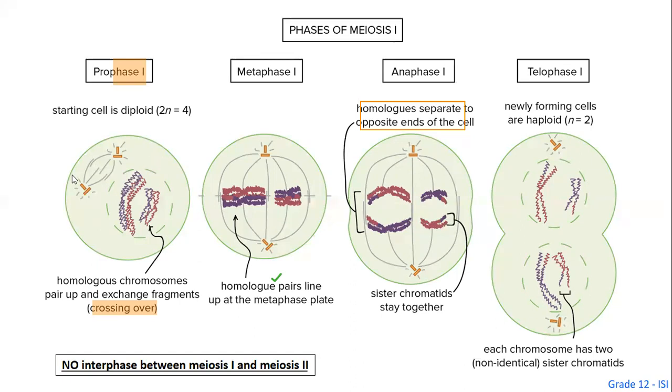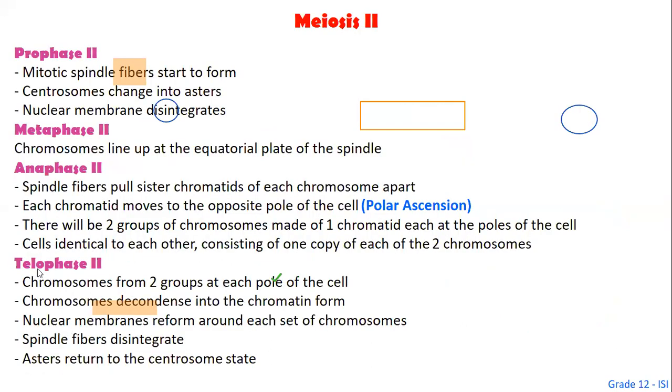We started with a diploid cell with 2N chromosomes. We had 4 chromosomes at the beginning, and we ended with 2 haploid cells having half the number. This is meiosis 1. After meiosis 1 comes meiosis 2, the same order of stages. Prophase 2, spindle fibers appear, the membrane of the nucleus disappears, centrosomes become asters, and we can clearly see the chromosomes inside the nucleus.